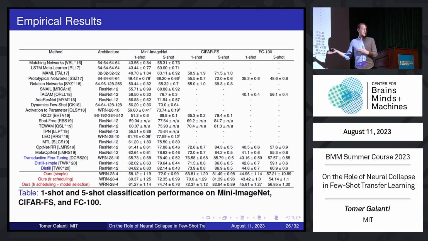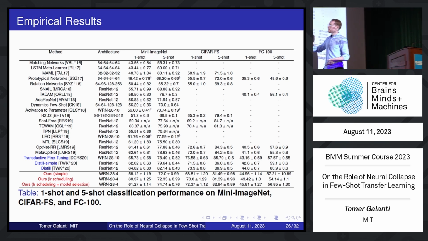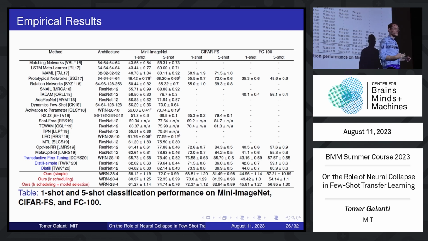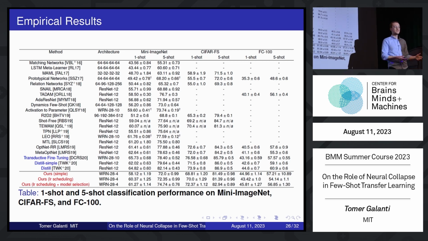This is kind of surprising to me because the model was not designed to solve FewShot learning problems, and it is able to compete against models that were trained to do so.